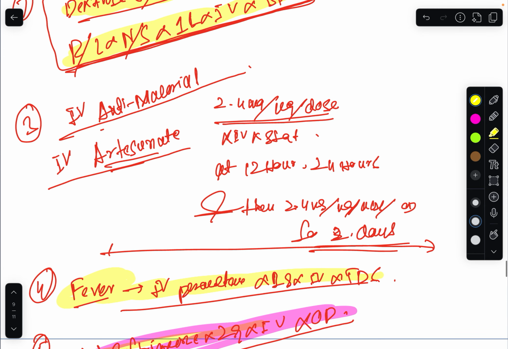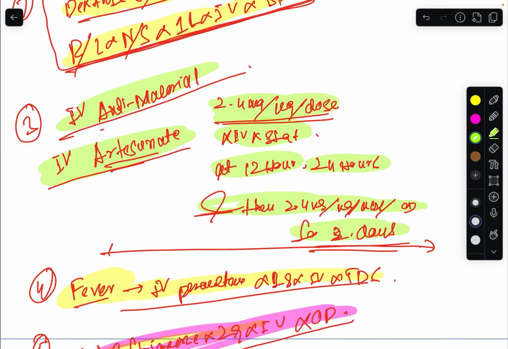The specific management is this: IV anti-malarial, and the drug of choice is IV artesunate. The dose is 2.4 mg per kg per dose IV stat. Then at 12 hours, 24 hours, and then 2.4 mg per kg per dose OD for 2 more days. So this is how we manage severe malaria in the ICU HDU setting.